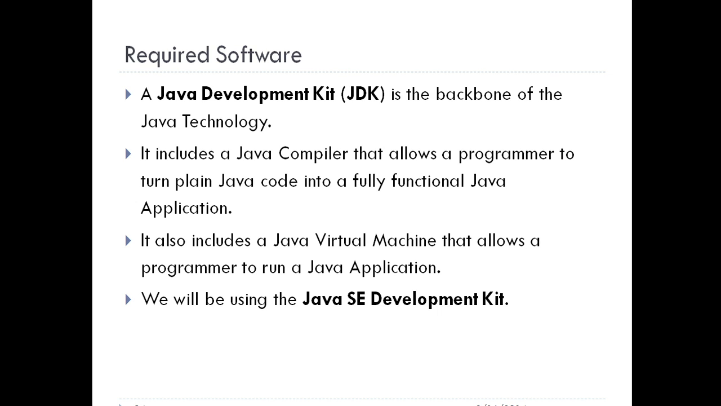In order for you to develop Java applications on your laptop, there are two different pieces of software that you're going to need to install. The first is a Java development kit, a JDK. And a JDK is really the backbone of the Java technology. It includes two very important things. It includes a Java compiler that allows you to turn your plain Java code into a fully functional Java application. The JDK also includes a Java virtual machine, and the Java virtual machine allows you to run your Java applications. We're going to be using the Java SE development kit. That's the first piece of software.